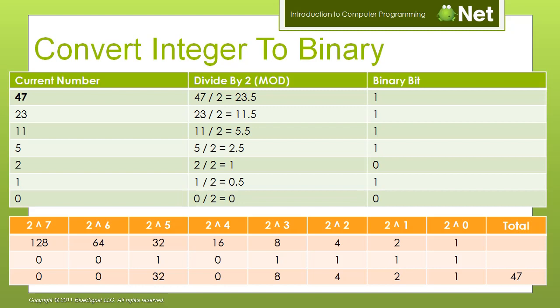Here's just another example. We're not going to spend too much time on this, but here's taking 47, converting that to a binary number, and converting it back. So this is just another example of converting a number from decimal to binary, and from binary back to decimal.